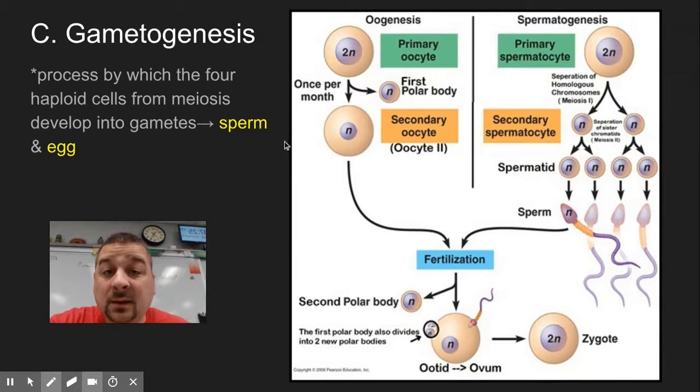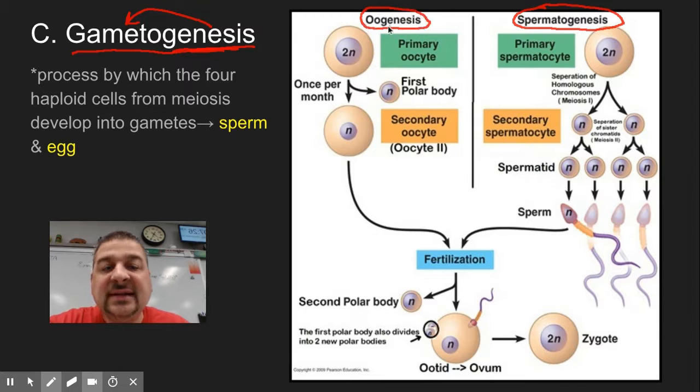Okay, using meiosis to form gametes is called gametogenesis, which makes sense, right? Genesis or formation of gametes. Now, you can also be very specific. Okay, you can have spermatogenesis, which is the genesis of sperm or making of sperm, and oogenesis, which is the making of the oocyte or the egg.